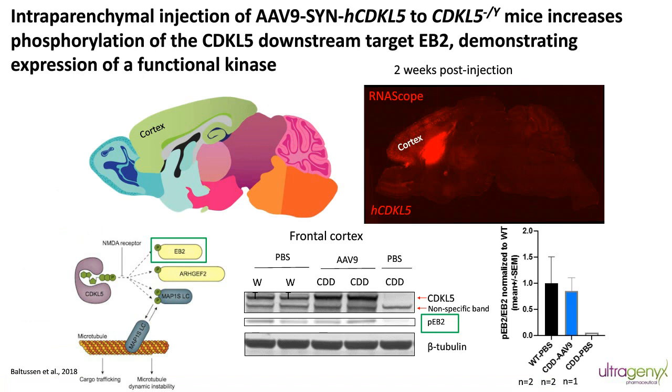So this is a busy slide, and I want to walk you all through it. On the left side, there's a cartoon schematic of a sagittal section of a mouse brain. When I say sagittal section, it's right down the midline, with the front of the brain on the left side of the screen and the back of the brain on the right side of the screen. And if you look at the fluorescent image on the right, this is an RNAscope in situ hybridization for human CDKL5 mRNA.